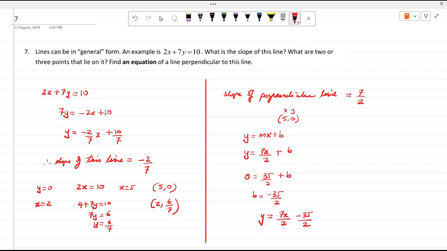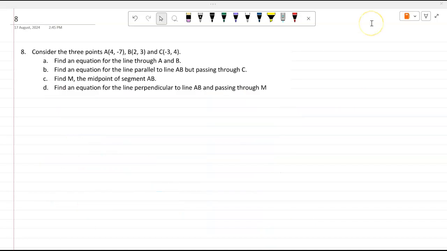So for any perpendicular, you can also take one passing through 2 comma 6 over 7. But this one with 0, 5 comma 0, was easier to do.